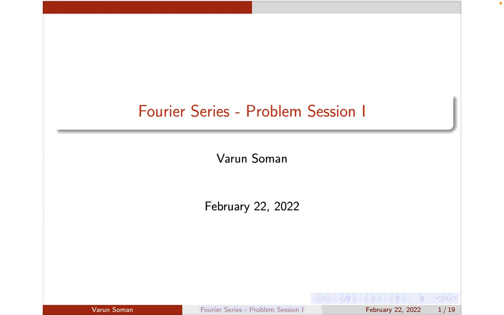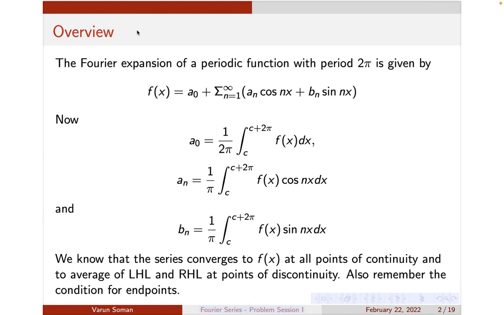Now before we start with the problem session, let us recap the formulas once again. The Fourier series expansion of a periodic function with period 2 pi. We were discussing periodic functions with period 2 pi in the previous session. So this is the expansion of that function. It is a naught plus sigma n equal to 1 to infinity a n cos n x plus b n sin n x. And these are the values of a naught, a n's and b n's.